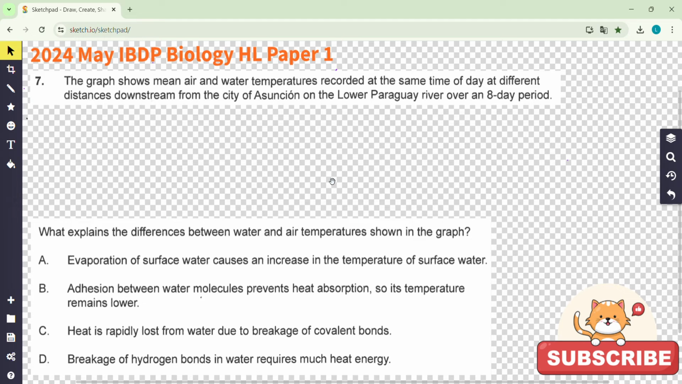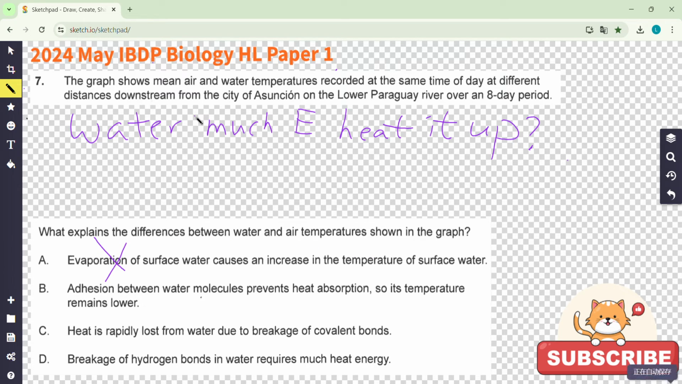Everyone knows that water needs a lot of energy to heat it up, right? But why? The concept is why water needs so much energy to heat it up. So the temperature change is low because it needs a lot of energy to heat it up. So first of all, it's about heating it up. It's not about evaporation. And when you heat it up, see anything in BCD that is not connected, absolutely not.